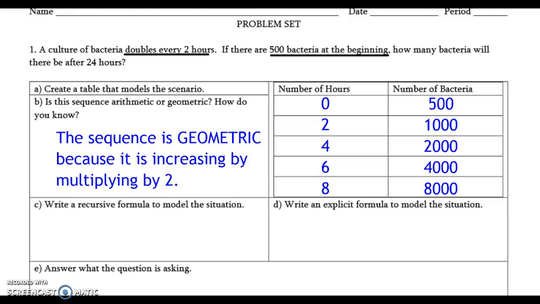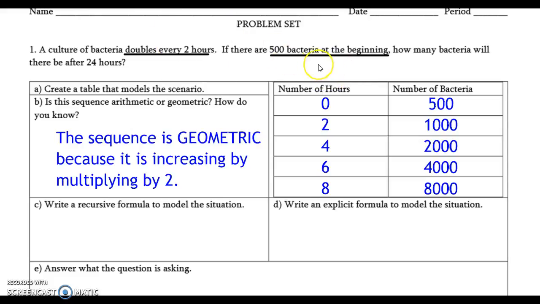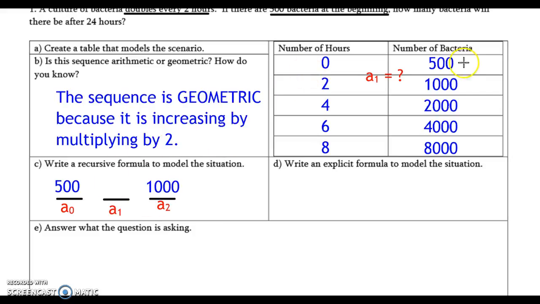Alright, the question that I just asked was, what is the value of a sub 1? We're looking for the first term. So if you don't know a sub 1, there are a couple ways to get it. One easy way to find a sub 1 is to try to use the backwards division method. And here's what I mean.